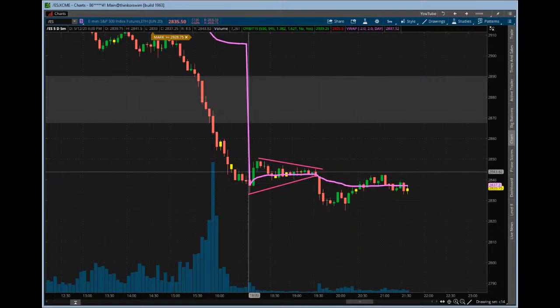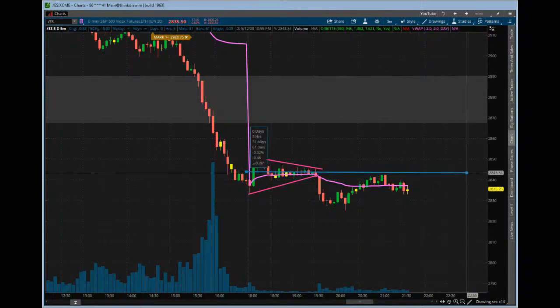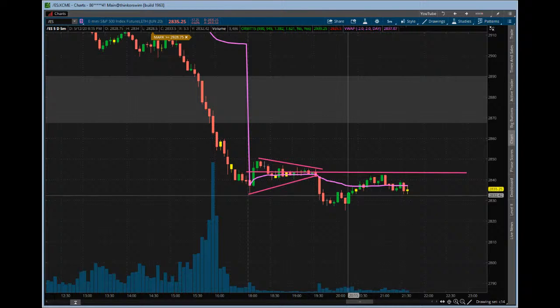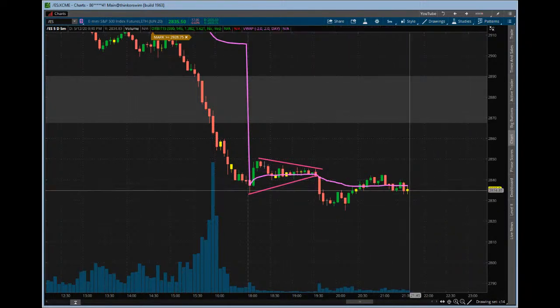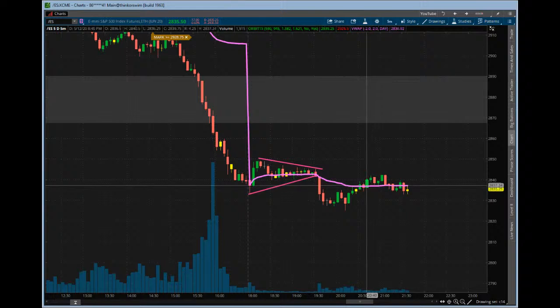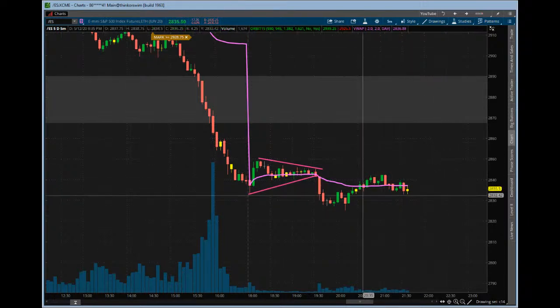And guys, we've done a lot of discussions on triangles before. What does the midpoint of that triangle serve as? Fantastic resistance, right? So we rallied all the way back up to the midpoint of that triangle right there. And right now we're pulling back down off of it. And guess what? We're below the VWAP. So cool stuff. So that's where we are tonight. We're down 17 points right now. We'll see if we come back.